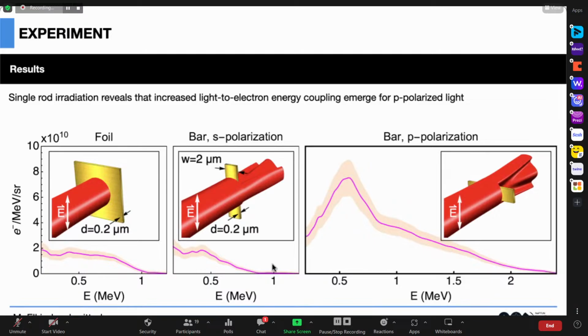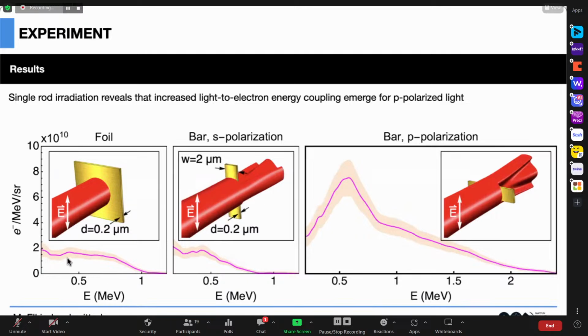And what we are comparing here is the radiation of a gold foil, something which is infinite in both transverse directions, 200 nanometer thick, versus a micro rod, which is also 200 nanometer thick, but in one dimension it has the scale of the wavelength. So in this case, 2 micron.